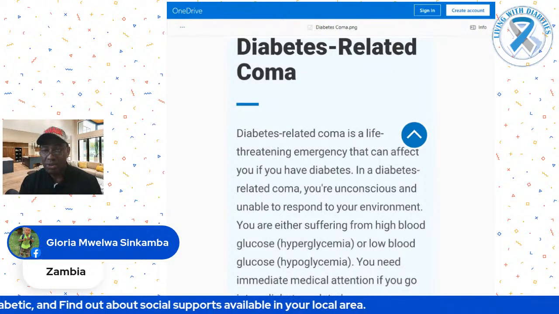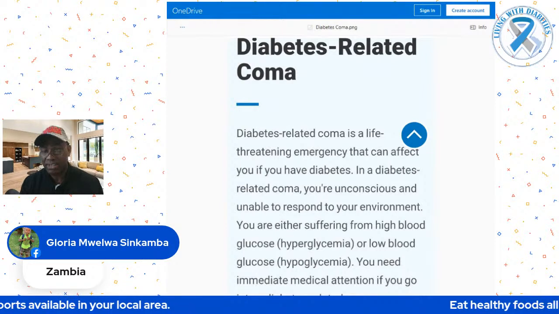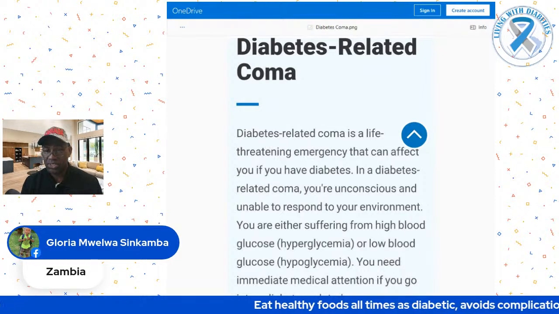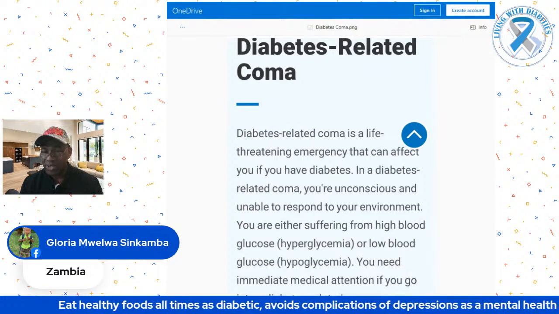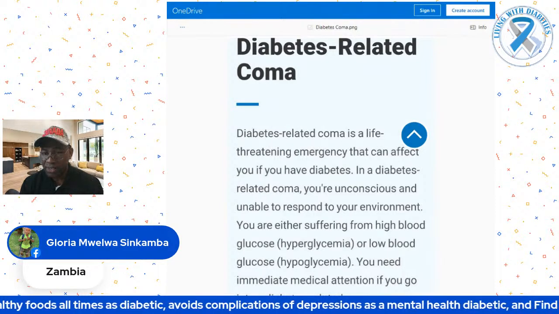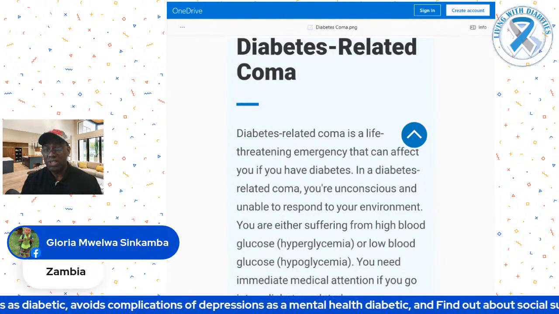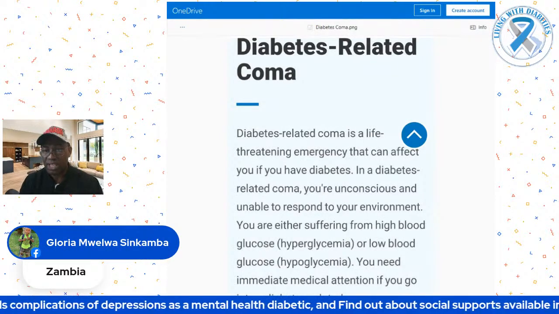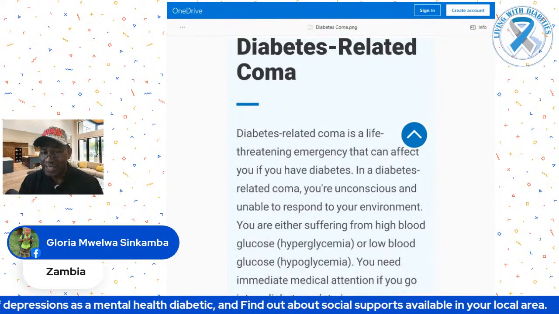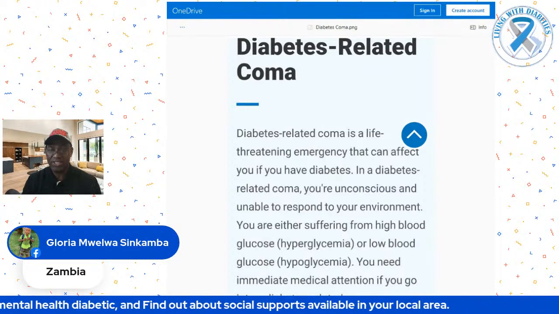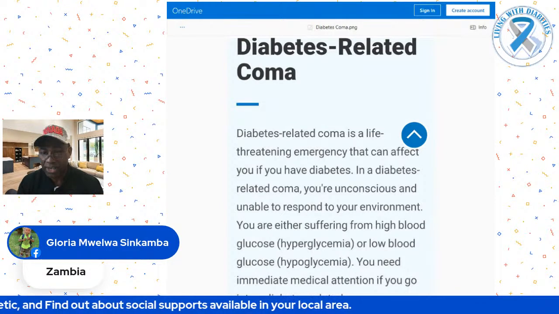Diabetic related coma is a life threatening emergency that can affect you if you have diabetes. In a diabetic related coma, you are unconscious and unable to respond to your environment. You are either suffering from high blood sugar, which is hyperglycemia, or low blood sugar, which is hypoglycemia. In either case, you need immediate medical attention.